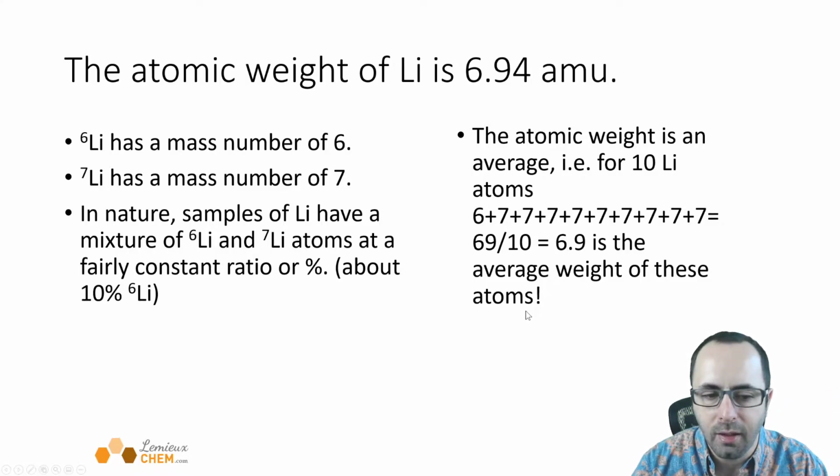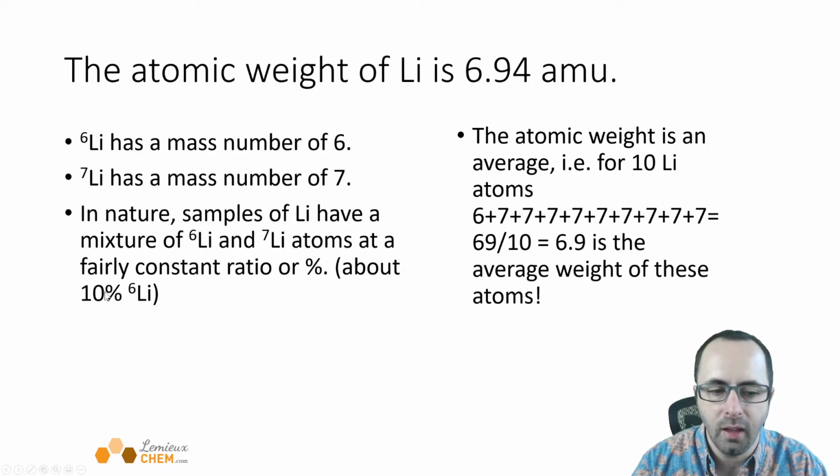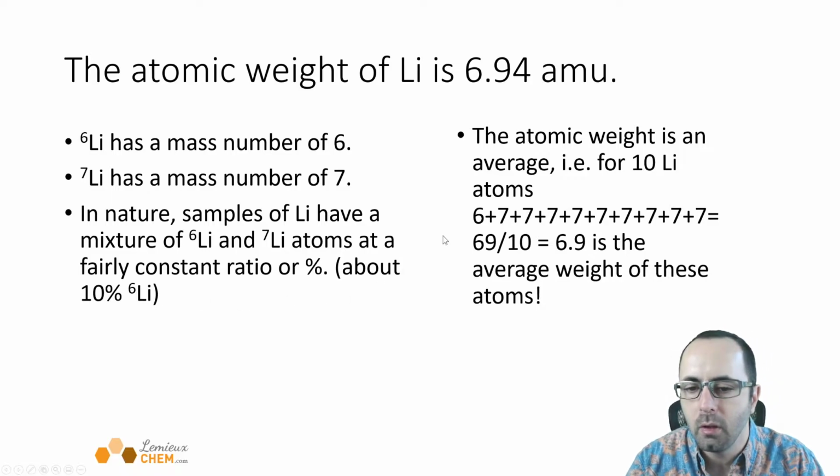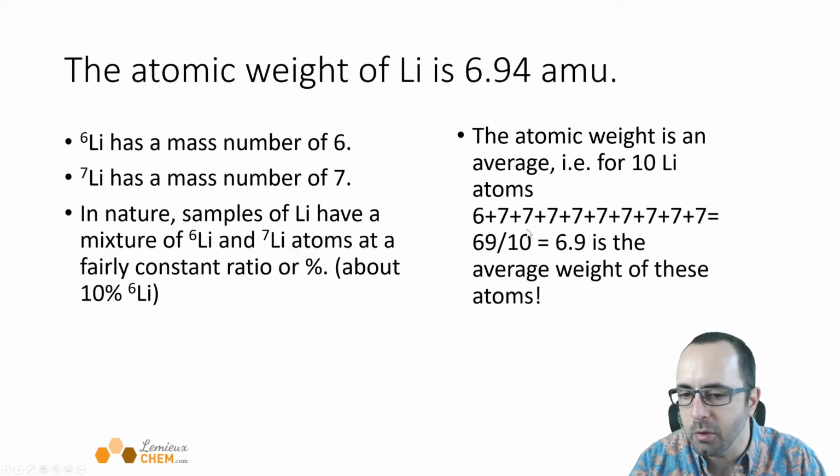9 out of 10 of these would weigh 7 AMUs, and 1 out of 10, or 10%, would weigh 6. So out of our 10 atoms, if we wanted to average the weight, here's how we average. If you want to take a math average, you add up all of your numbers and then you divide them by how many numbers you have. We have 10 lithium atoms.